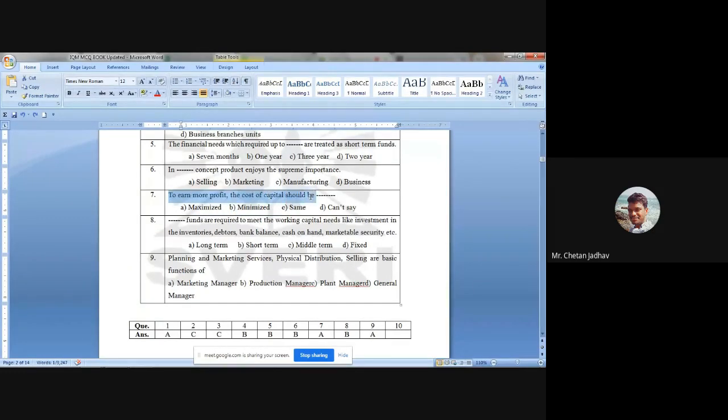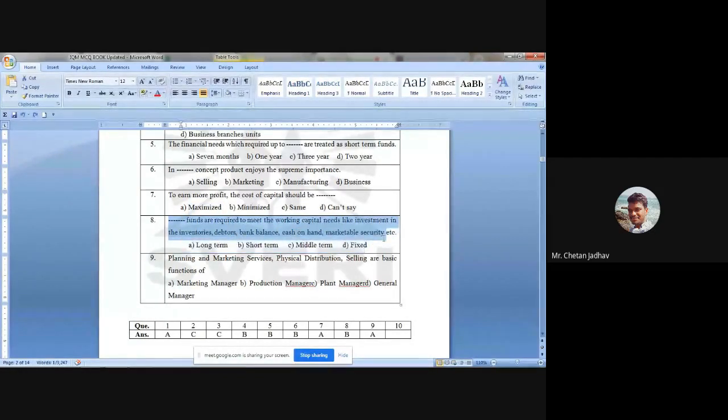To earn more profit, the cost of production should be minimized. That will be the correct answer. But cost of the capital means, in the sense of the Marathi bhandwal, the capital should be maximized. Okay, if you have more money, then it is like this; it is a reverse type question. So the correct answer is maximize.